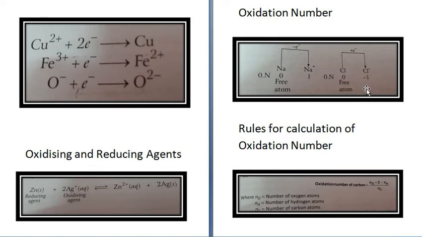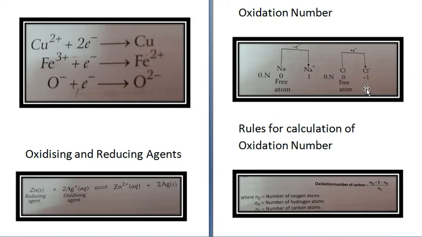Oxidation number of sodium, Na: it loses 1 electron and becomes Na+. So the oxidation number of sodium is +1. In the case of chlorine, it accepts that 1 electron and becomes Cl-. So the oxidation number of chlorine atom is -1. Now there are certain rules for calculation of oxidation number.